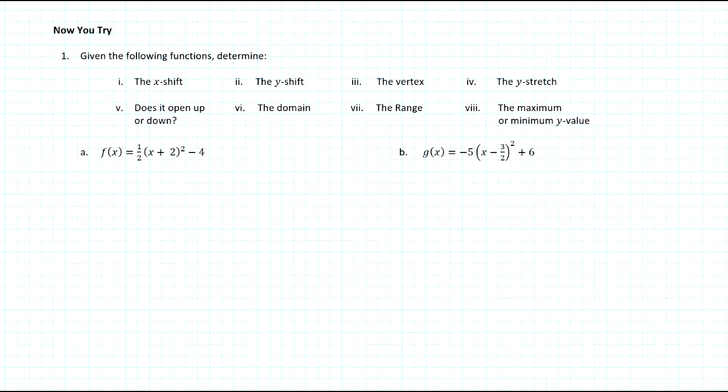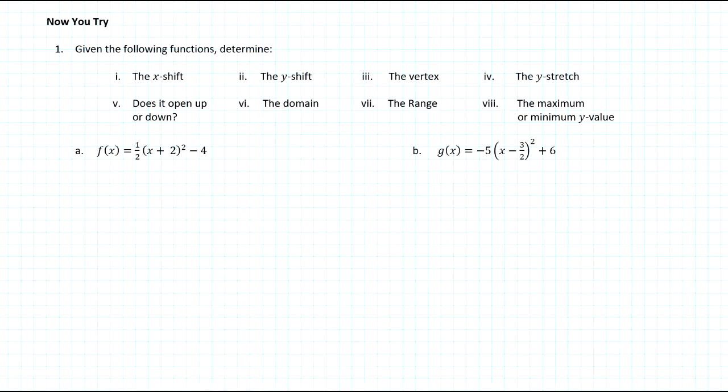So given the following functions, we want to determine the x shift, the y shift, the vertex, the y stretch. We want to know if it opens up or down. We want to find the domain. We want to know the range. We want to find the maximum or minimum y value. The first function that we're going to look at is f of x equals 1/2 times x plus 2 quantity squared minus 4.